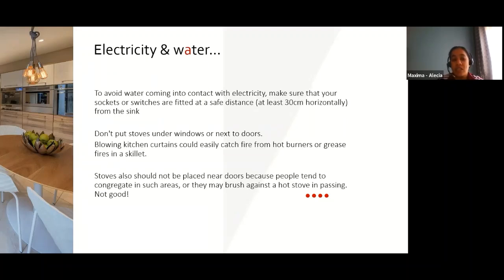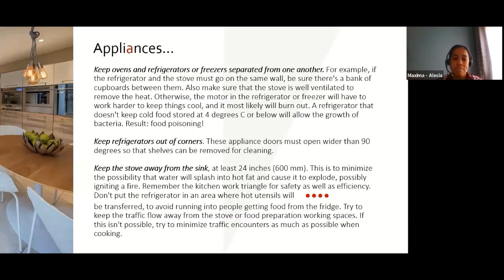When we're looking at electricity and water, to avoid water coming into contact with electricity, make sure that your sockets or switches are fitted at a safe distance, at least 300 millimeters from the sink. Don't put stoves under windows or next to doors. Blowing kitchen curtains or anything coming in, maybe leaves or branches, could catch fire on these burners. Stoves should also not be placed near doors because people tend to congregate in these areas, or they may brush against the hot stove, and little kids passing through might hit the handle of a pan off the stove, and this is not good.